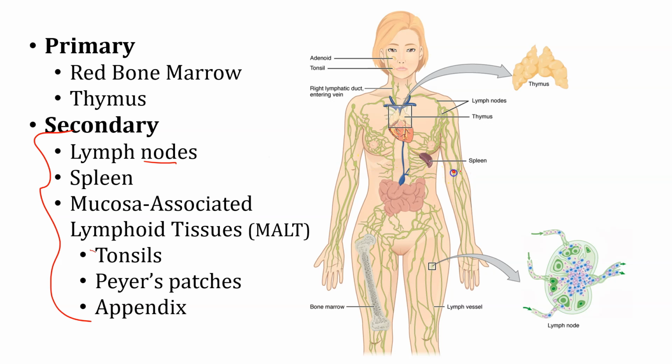These are these little bumps that you see enlarged on the lymphatic vessels. The spleen is this organ right over here. And then the mucosa-associated lymphoid tissues, those are found in a lot of places. The tonsils are up by the throat. The Peyer's patches are found in the small intestine. And then the appendix is this little thing that dangles off right here, next to where the large intestine is. It's also a place that has these things, which we call MALT. We'll talk more about those in a second.